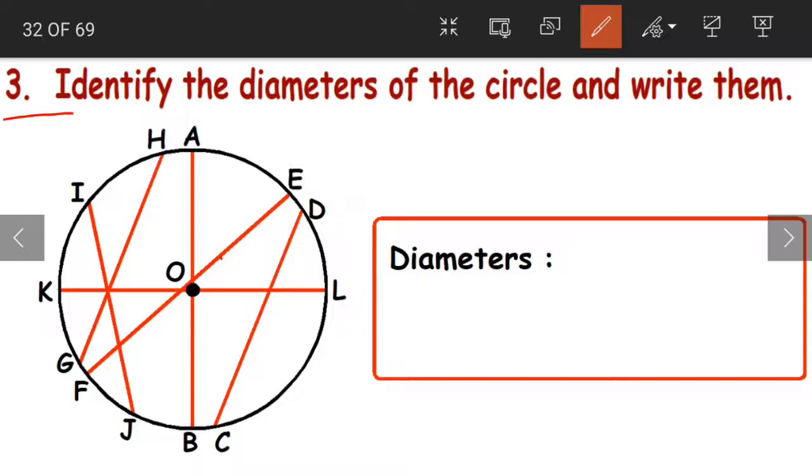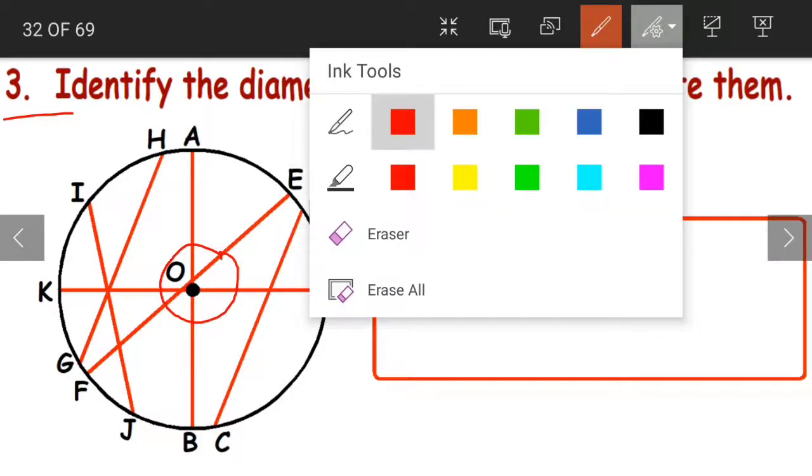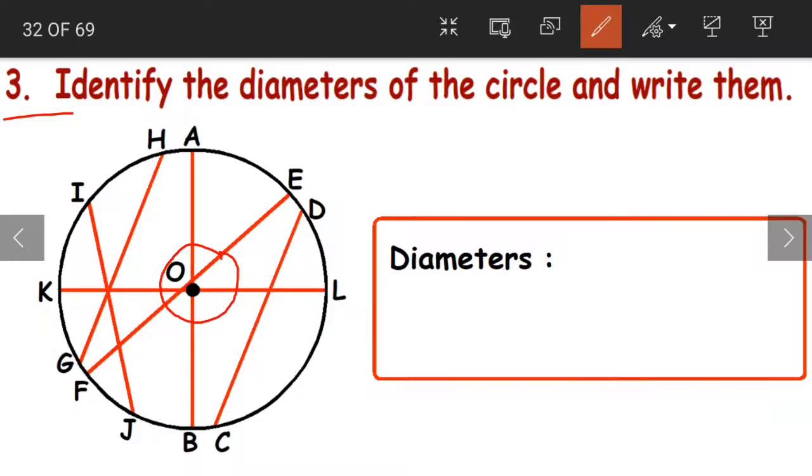So here the circle is having many line segments. Now from this we have to find out which ones qualify as the diameter. What is the first condition again? The first condition is that children, the diameter should pass through the center of the circle. Where is the center of the circle? Here, O. Now let us see which are those line segments that are passing through this center. We have this one and then we have this one.